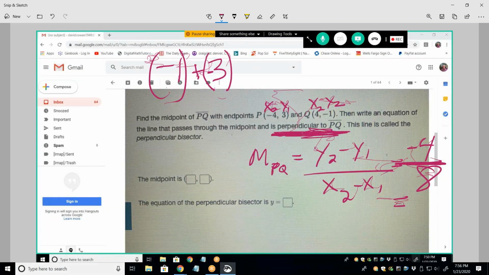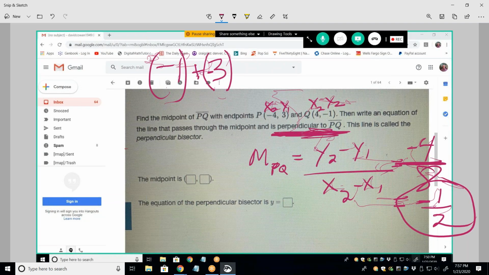Simplify that. It's negative 1 over 2. Negative 1 over 2. Can you try to speak a little bit closer into the microphone, Dylan? You're drifting away from it. I can't hear you. Okay. Sorry. All right. So that's the slope of the original PQ line.